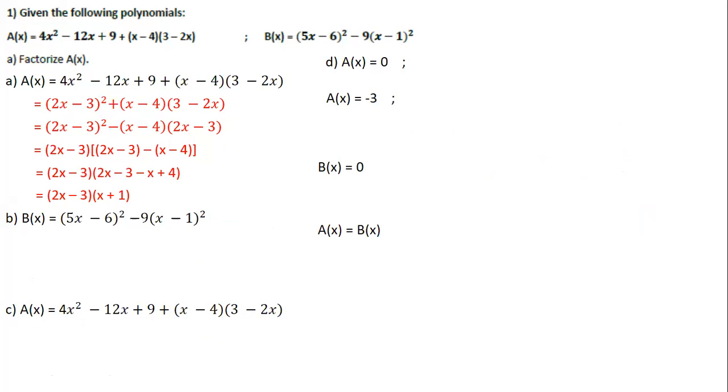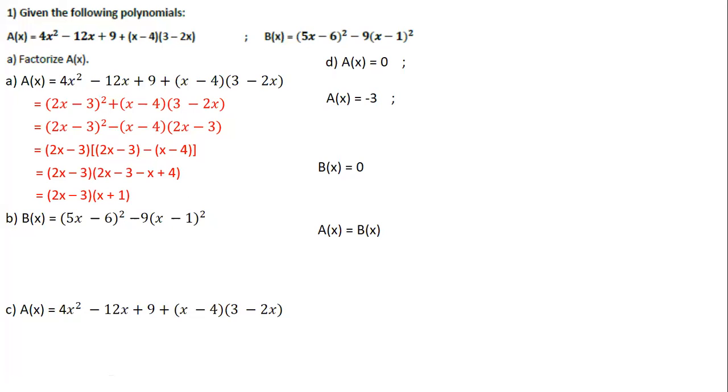First, we ask: is there any common factor between 5x minus 6 all of it squared and 9 into x minus 1 all of it squared? Do you see any common factor, Adam? No, there is no common factor. So we cannot factorize using a common factor.